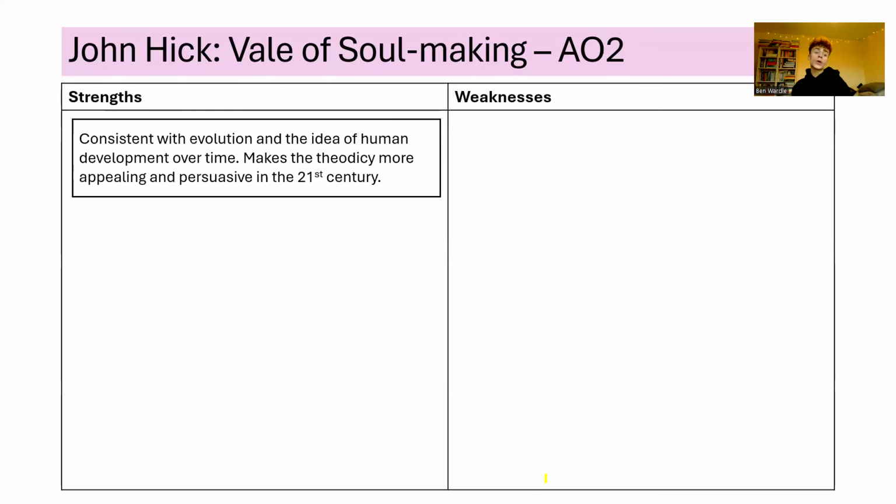The first one is that we could say it is consistent with evolution and the idea of human development over time, because he's saying that we rise to perfection, that we develop over time. And you could say a strength of that is it makes the theodicy more appealing and persuasive in the 21st century. So we're not expected to believe a literalist account of Genesis. We're believing in humans developing over time. And you could argue that is very consistent with our evolutionary ideas about the origins of our species, rather than saying we began with Adam and Eve being put into the garden and us then inheriting original sin from them.